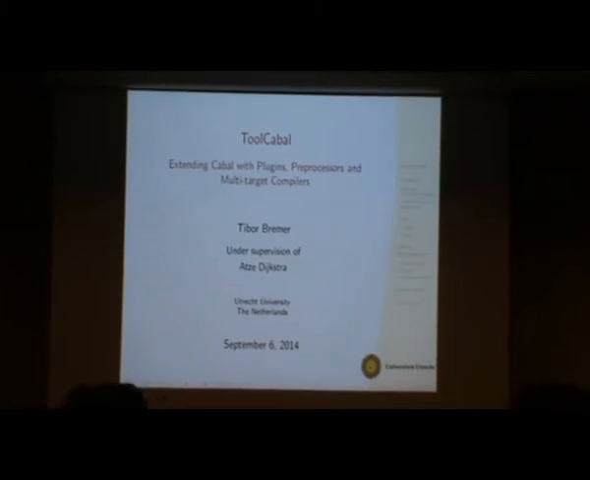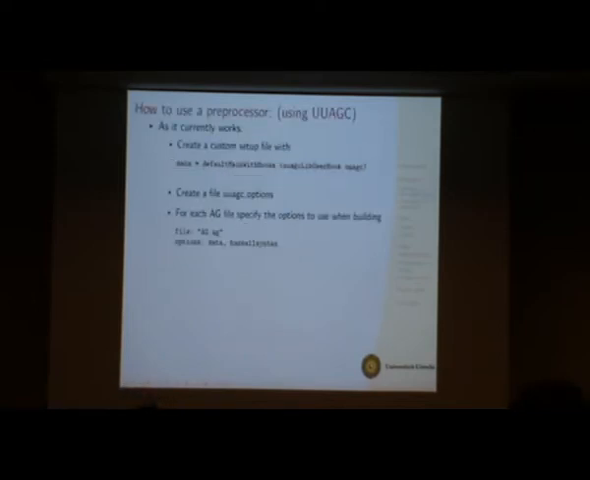Working on a project involving performance, learning, preprocessors and support for multi-target compilers. But first, how is it going today in Cabal? I think preprocessors plug in for Cabal, the user attribute grammar system. What you have to do is create a custom setup file, write an additional file for the attribute grammar options, and specify all your options. So that's how you use this plugin.